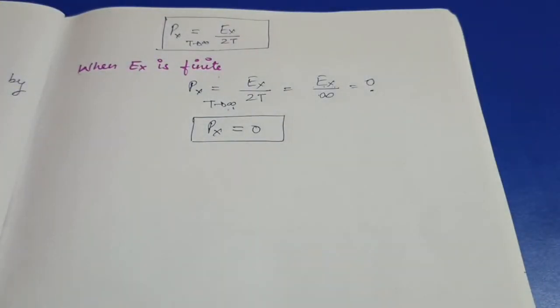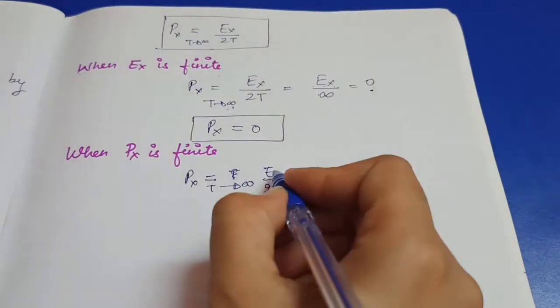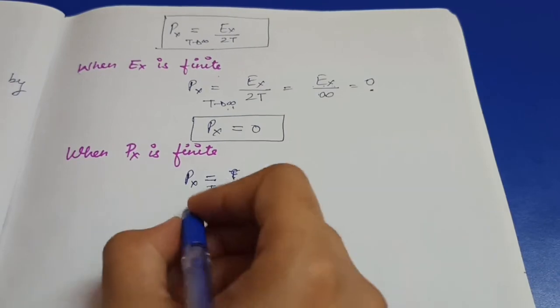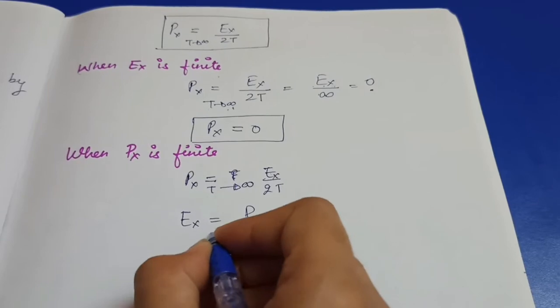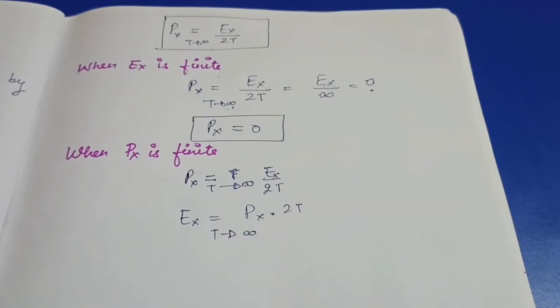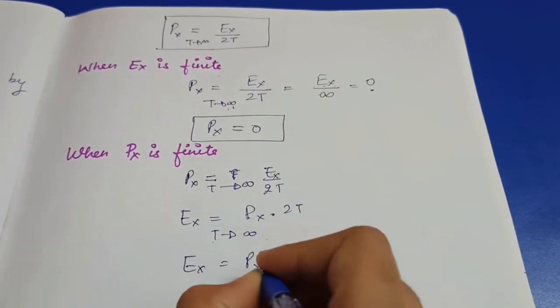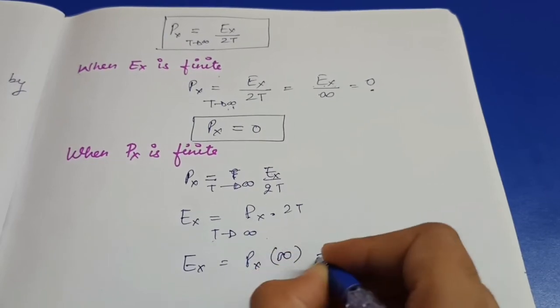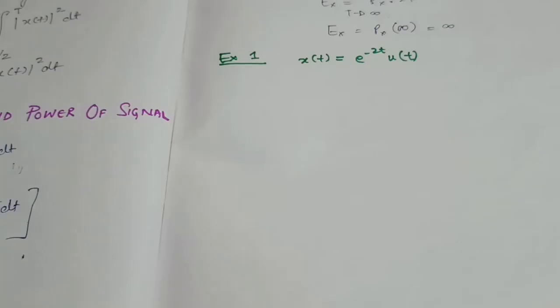So this is the first case, and let's discuss the second case, which is when power is finite. So that's the formula. From here, let's calculate the formula for Ex, energy, because we want to calculate energy, right? So here power is finite, so just substitute the value of T, energy becomes infinity. So these two cases are very important, guys. Now let's consider a few examples.